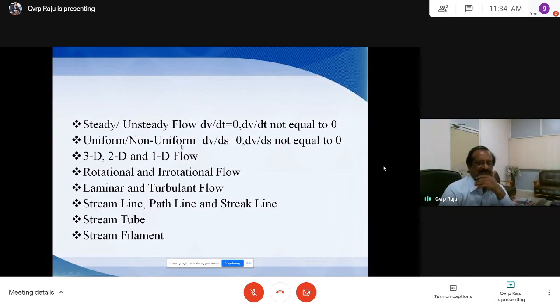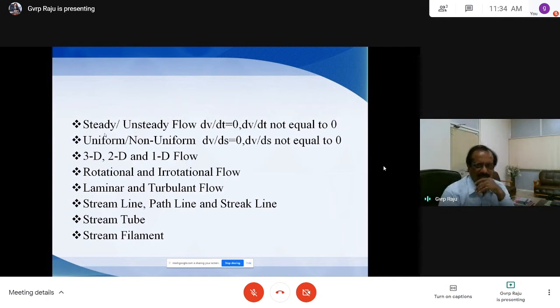Similarly, uniform and non-uniform flow. The uniform flow always refers to the distance at a particular time. Steady flow always refers to time, for all the properties. Uniform and non-uniform is only for the velocity. Uniform velocity or non-uniform velocity is for velocity only, whereas steady and unsteady means all the properties. All the properties, when they do not change with time, it is steady. When the fluid velocity does not change with the distance at a particular time, it is uniform flow.